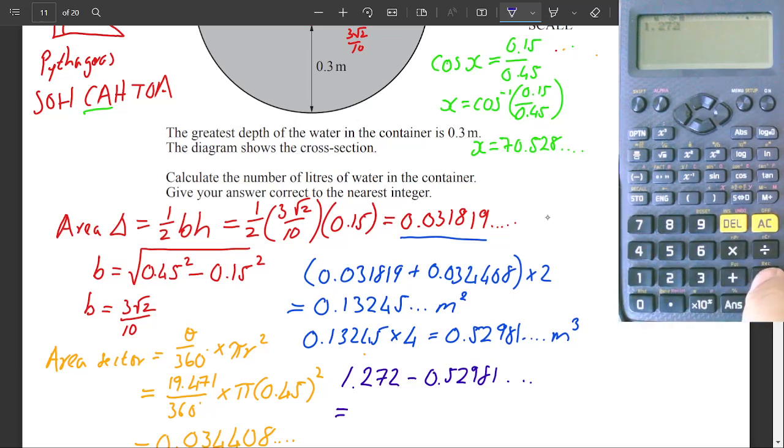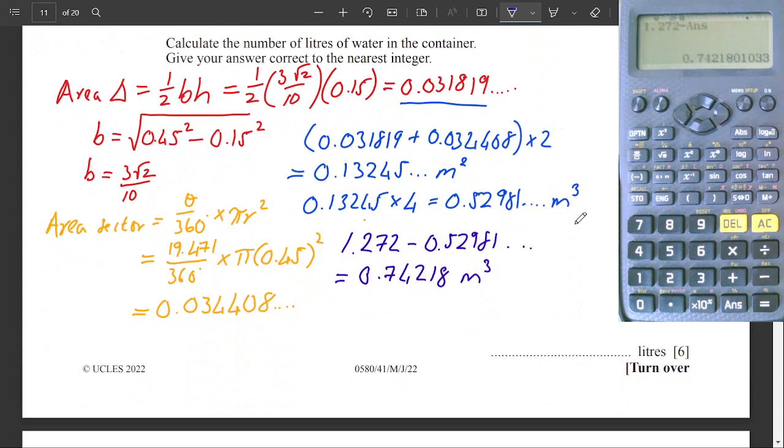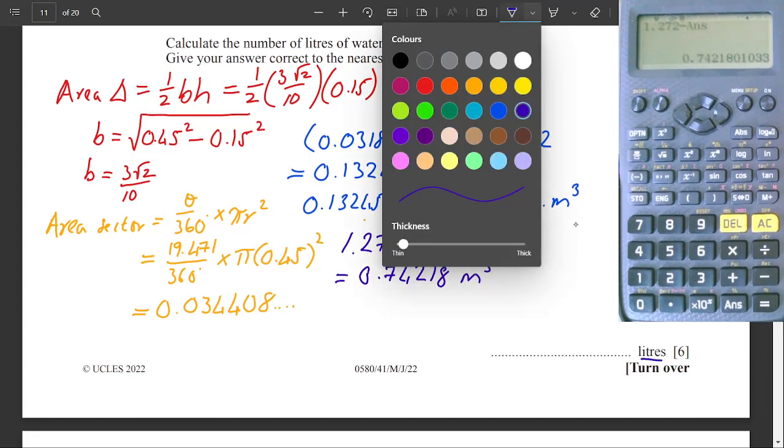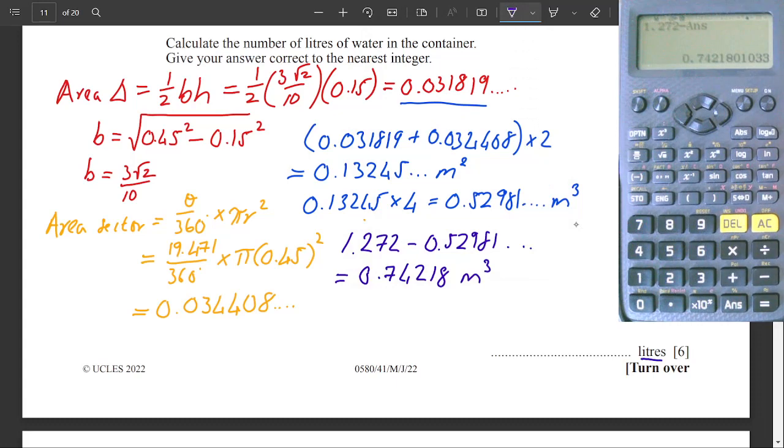1.272. Subtract our previous answer equals 0.742218 meters cubed. Whew, things are looking good. We're making progress. Last thing they want us to do is give the answer in liters. Okay, gotta now convert that to liters.